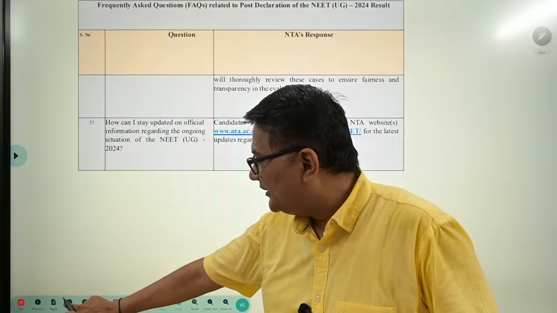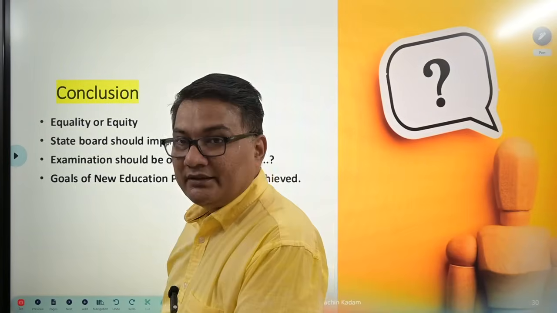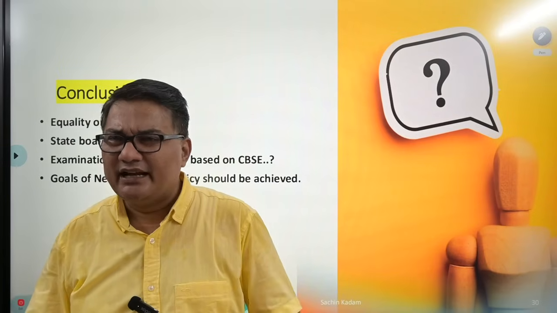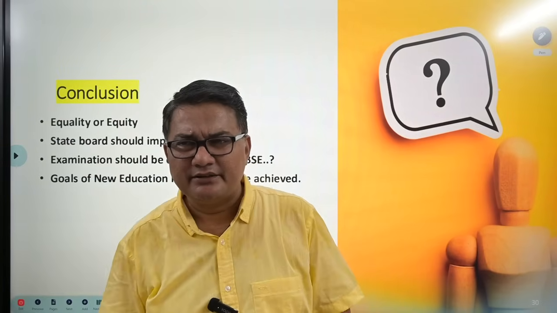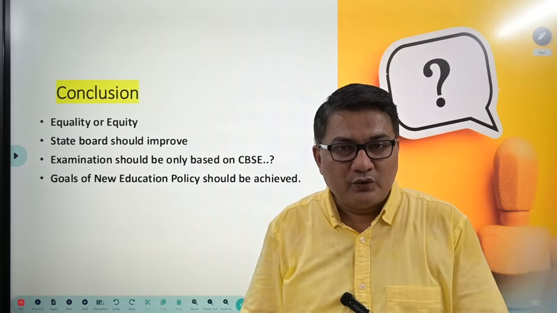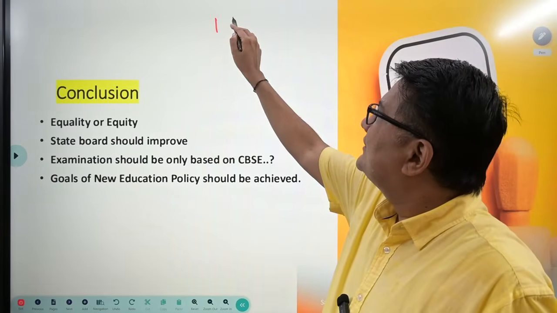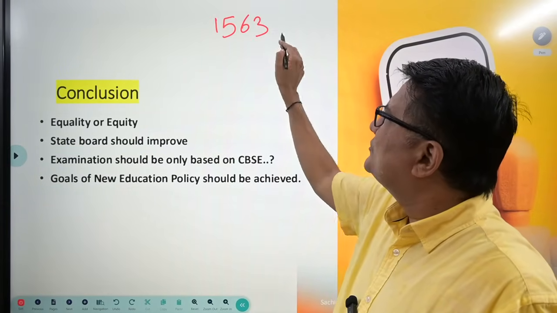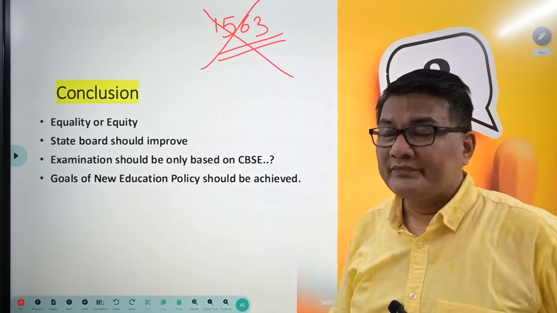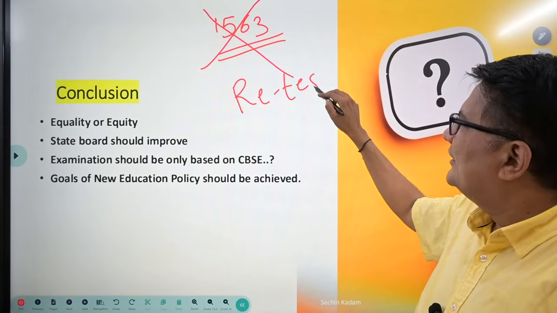So now the matter went to the Supreme Court. And here, after tremendous pressure from students, from social media, from every section of society, in front of the court, NTA agreed that the compensatory marks given to 1563 students will be cancelled, and those students will be given the option for a retest.